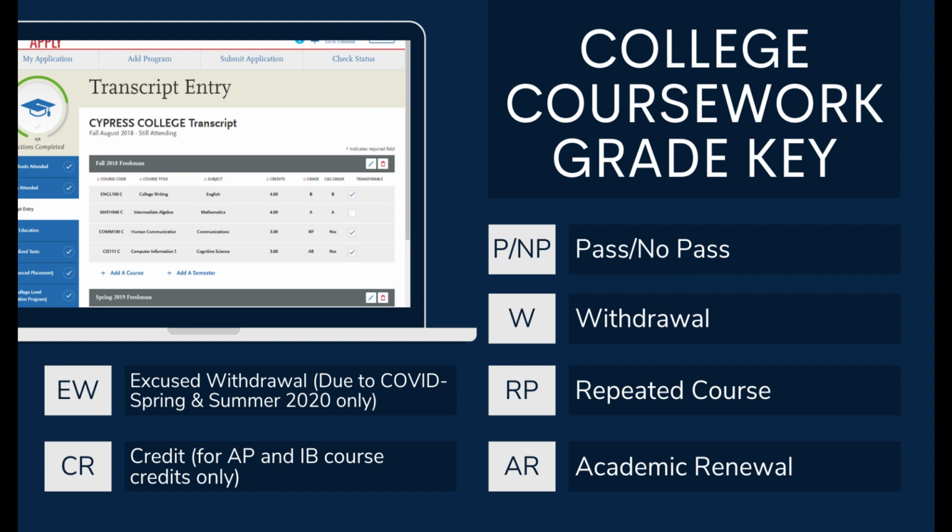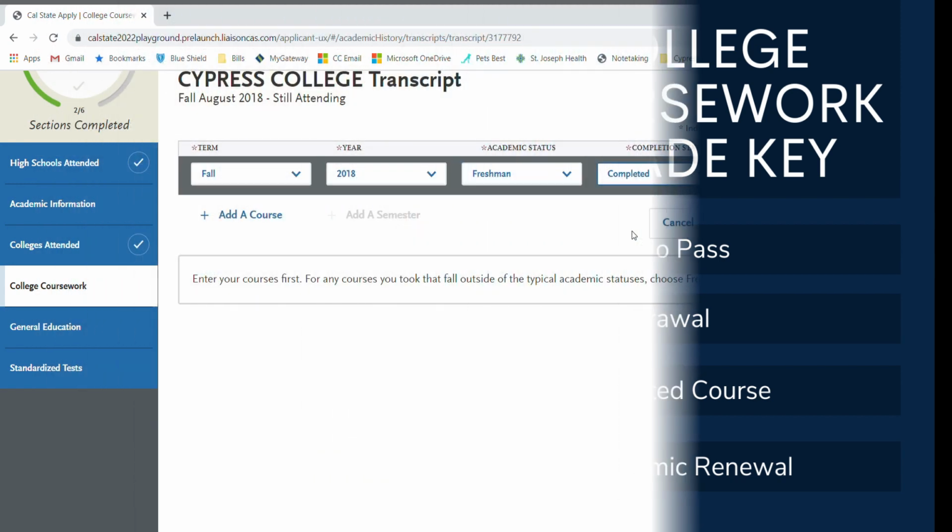If you repeated a course, you would put RP. If you got an academic renewal, you would put AR. If you got an excused withdrawal due to COVID-19, you would put EW. And if you took an AP or IB test and you got course credit, then you would need to put CR in the box. There is a frequently asked questions video on how to input your AP test credit so that you can get credit in this transcript portion.